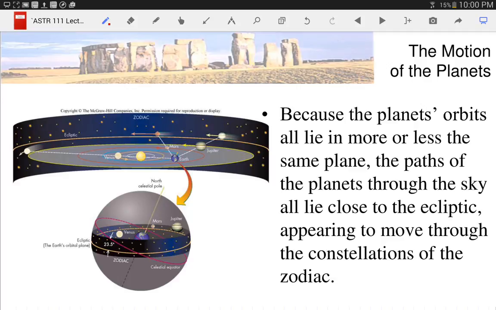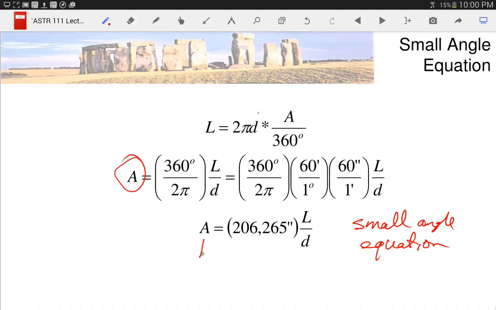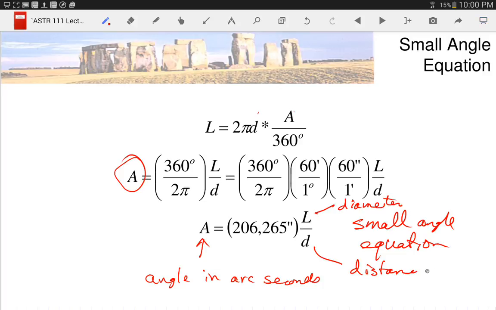Okay, so that equation is going to be important. You're going to have problems where you're asked to relate the angle in arc seconds to the diameter of the object and the distance away. So make sure that you remember this equation.